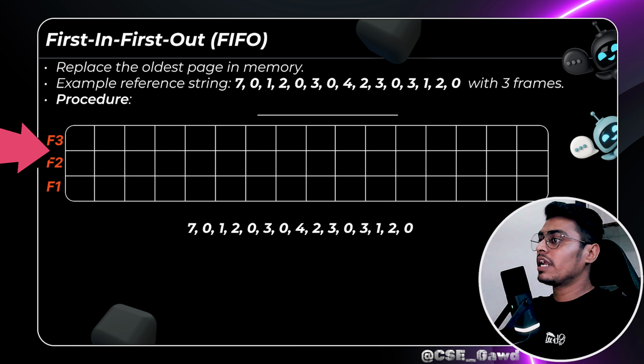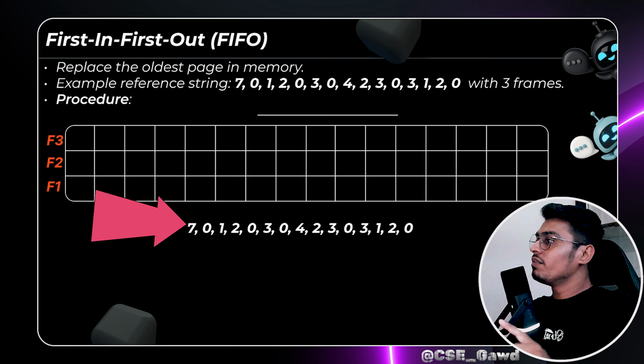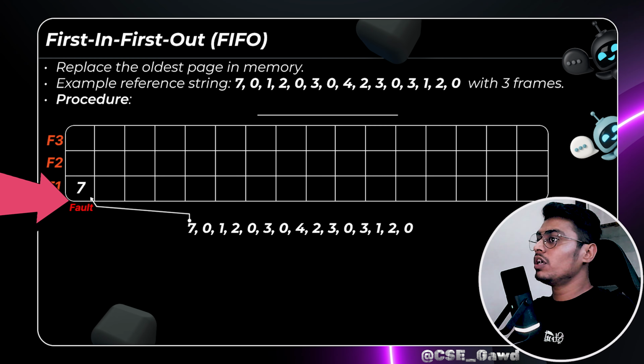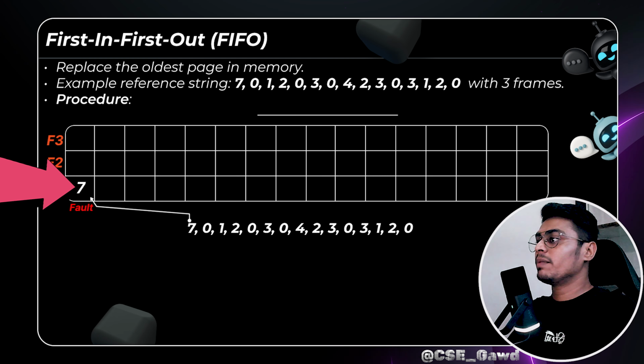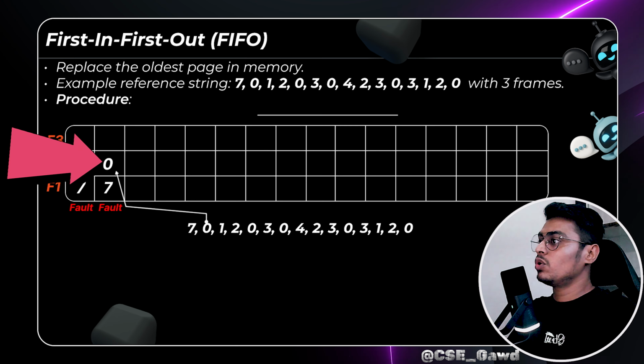Initially all frames are empty. When the CPU demands page number 7, it's not present anywhere, so we get a page fault. We service this page fault and place page number 7 into frame number 1. Then the CPU demands page number 0. Page number 0 is not present, page fault again, and we place page 0 in frame.